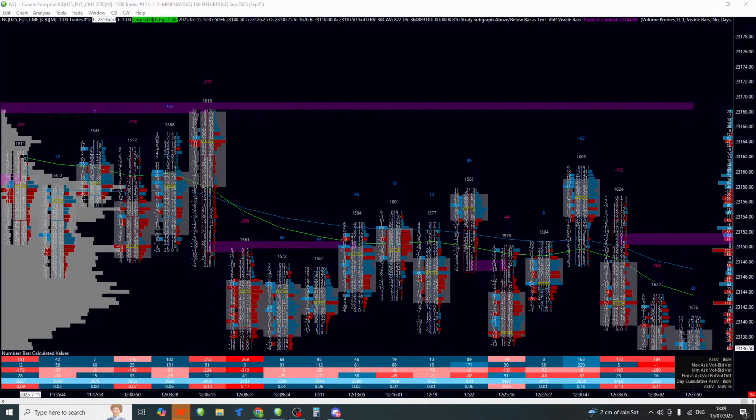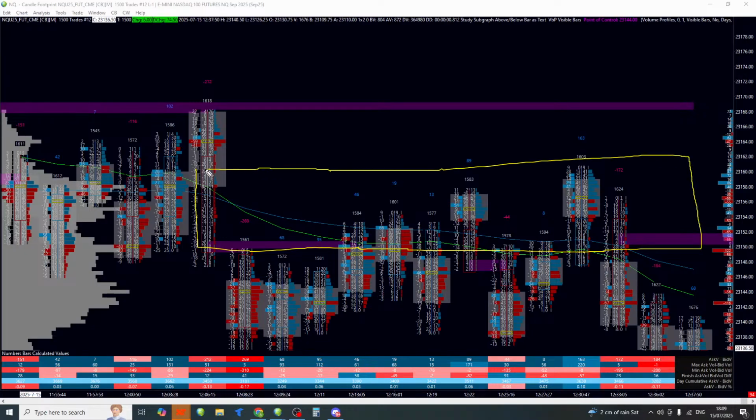This is what ICT traders call a fair value gap, but you don't know what a fair value gap is unless you actually look behind the candle. So here is where there was imbalance, in this area here, not here. Why? Because there was high volume that traded here, so I'm not interested in that area. Now, when price comes down and comes back into this area, you can see what happened.